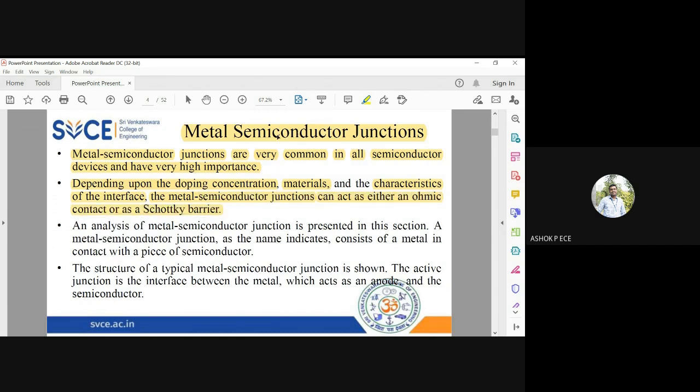So the main application of the metal semiconductor junction is going to be the Schottky barrier diode. This leads to a new type of diode called the Schottky barrier diode. The Schottky barrier diode is going to use a metal semiconductor junction.